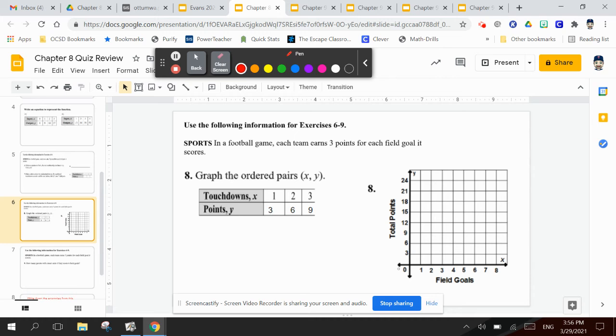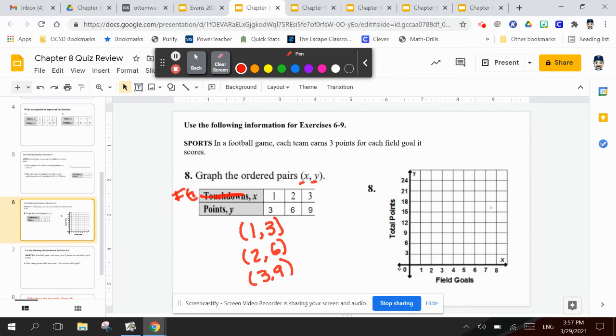So again, number 8 says it wants me to graph the ordered pairs. So here's my ordered pairs from the last page for the last question. So I'm going to write ordered pairs x to y. My field goals are my x value, my points are my y. So to write my ordered pairs, x is always first and then y. So my x would be 1, my points would be 3. If I had 2 field goals, 2, 6. And if I had 3 field goals, that would be 3, then those would be worth 9 points.